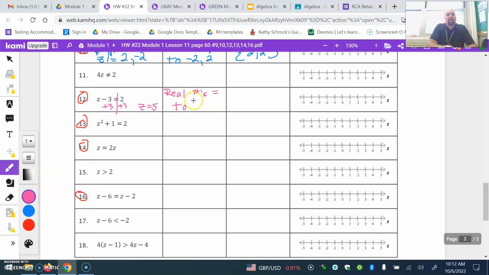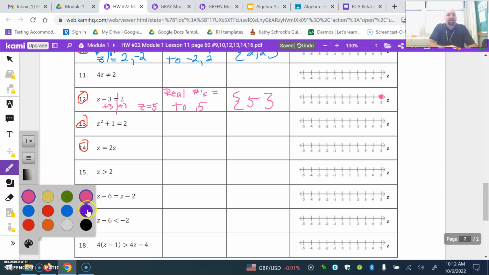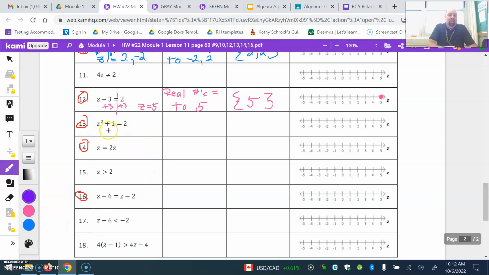Equal to 5. Set notation, do your curly bracket. Hey, look at those, not too bad. And put the number 5. And then on your number line or graph, find your answer and shade it in. Now, it's important what I'm saying, shaded in. Some of you have already learned about this. There are times when it might not be a shaded in circle.